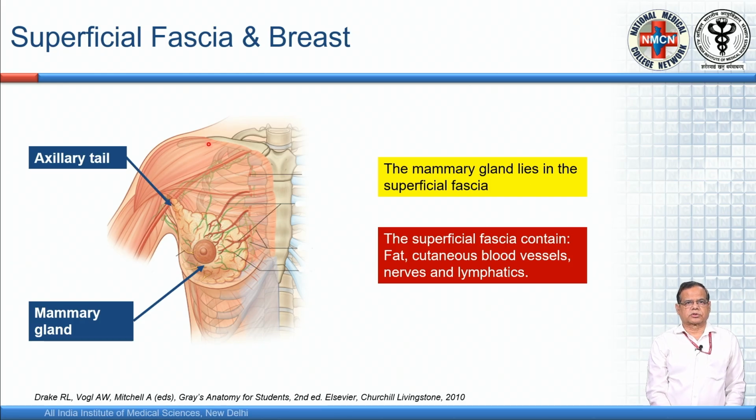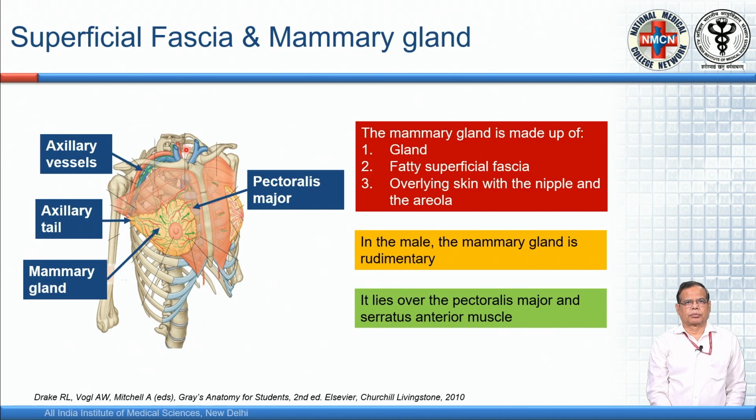The superficial fascia is continuous throughout the body, and distribution of fat in the superficial fascia varies from person to person. The rounded contour of the body is due to superficial fascia, and it is a secondary sexual character in females. Superficial fascia and mammary gland. We will cover the mammary gland in a separate video, but here there is a minor description of the mammary gland. The mammary gland is made up of gland, fatty superficial fascia and overlying skin with the nipple and areola. In male, the mammary gland is rudimentary.